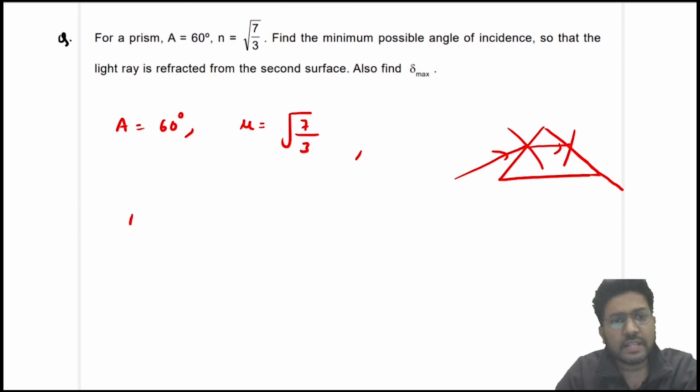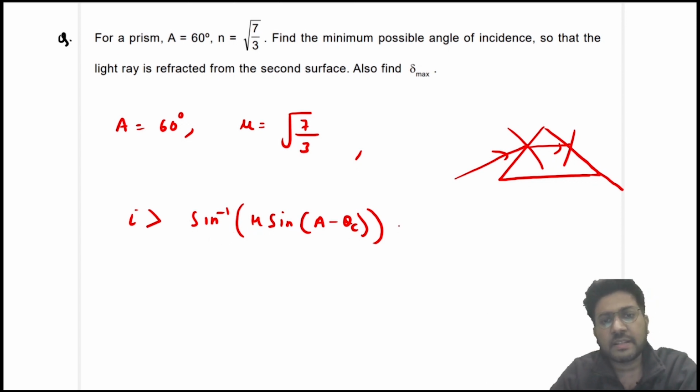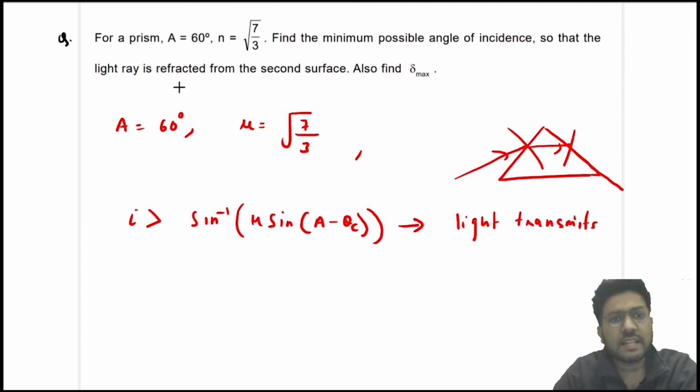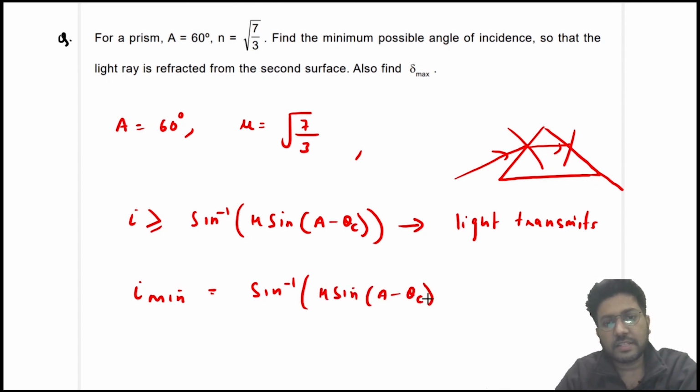Okay, so you know that if I is greater than sine inverse mu sine A minus theta c, I have derived this. When I is greater than sine inverse mu sine A minus theta c, you will say that light transmits. Okay, so what they are asking is find the minimum value of I so that the light ray transmits, right, or refracts. So the minimum value is how much? The minimum value will be sine inverse mu sine A minus theta c.